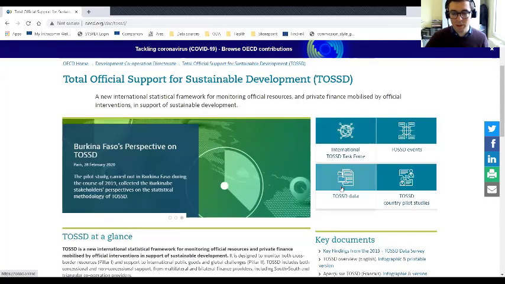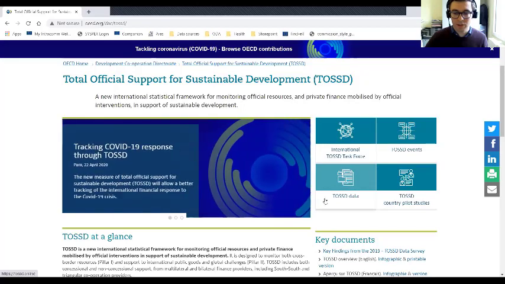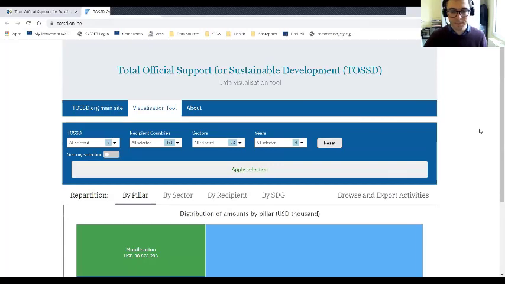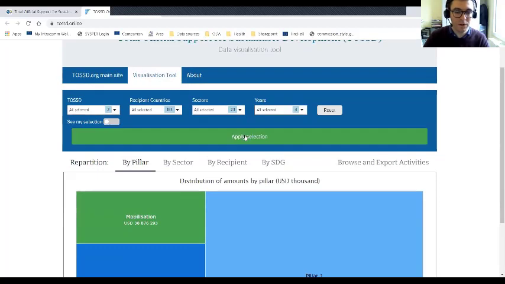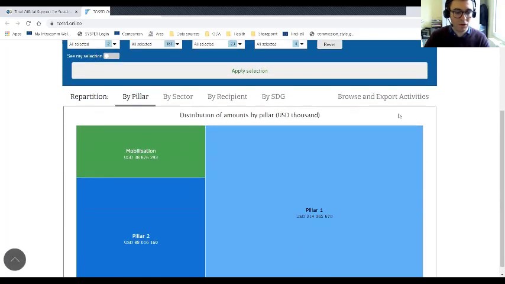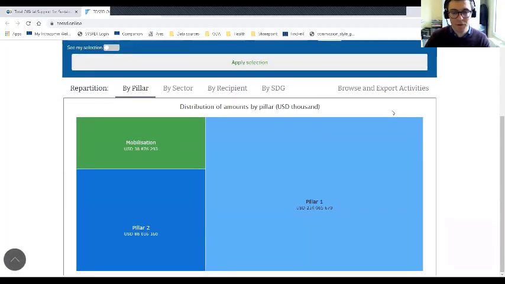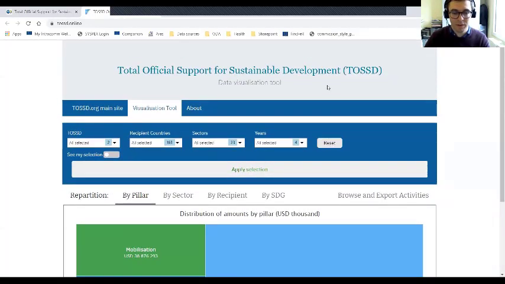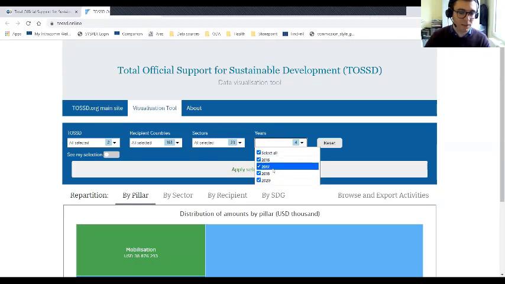So that's it for the websites. There is also a TOSSD data platform. You can find this here or by going to TOSSD.online directly. What you then get is basically a full overview of the results in TOSSD so far. Because the 2020 reporting exercise has not finished, everything that is included on the data visualization tool is basically the data survey. So these are mostly, as you will see here, well, you have the different years, but it's mostly 2017 flows.